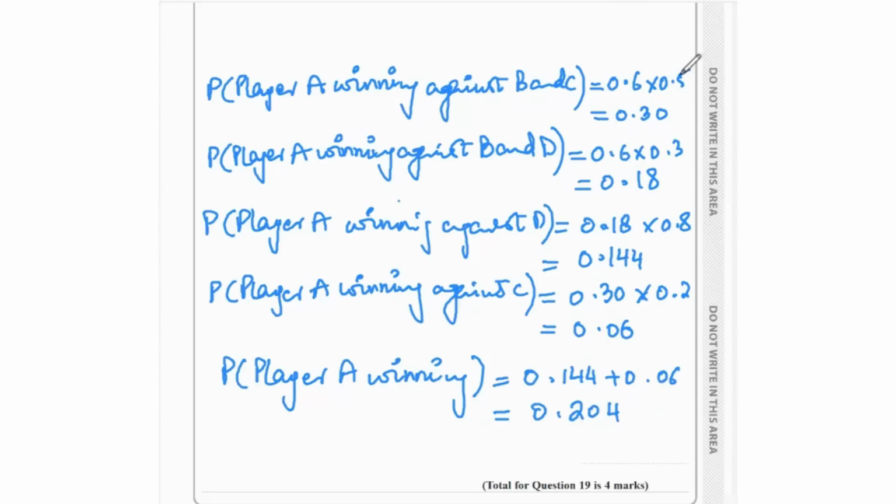So once again, first we find the probability of player A winning against B and C, which is going to be 0.6 times 0.5. That is 0.3. Then you find the probability of player A winning against player B and then player D, which is going to be 0.18. Now, after all of this, the probability of player A winning against D would be 0.18 times 0.8. And the probability of player A winning against player C would be 0.3 times 0.2. So then you add them up, and that gives us the probability of player A winning the chess tournament.